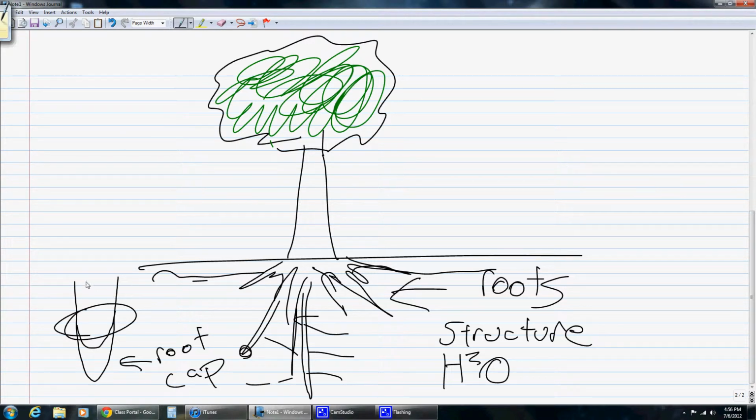Now inside here you're going to have the xylem and phloem, and remember the phloem's going to be bringing the food down to the roots, because remember the food's made up here in the leaves with photosynthesis. But it's going to be using that xylem to transport that water up into the leaves so that they can perform photosynthesis.